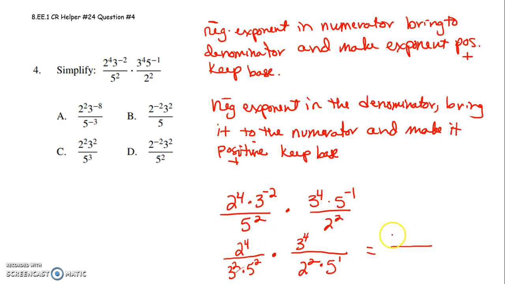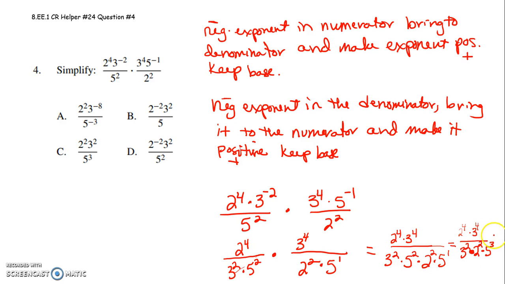2 to the 4th times 3 to the 4th on top. And in the denominator, I have 3 to the 2nd times 5 to the 2nd times 2 to the 2nd times 5 to the 1st. First thing I'm going to do is simplify here in the denominator. 5 to the 2nd times 5 to the 1st becomes 5 to the 2 plus 1, or 3rd. So this right here is 2 to the 4th times 3 to the 4th all over 3 to the 2nd times 2 to the 2nd times now 5 to the 2 plus 1, which is 3.